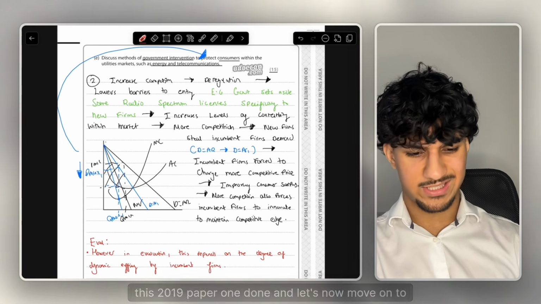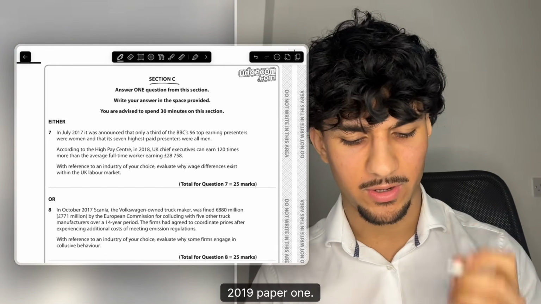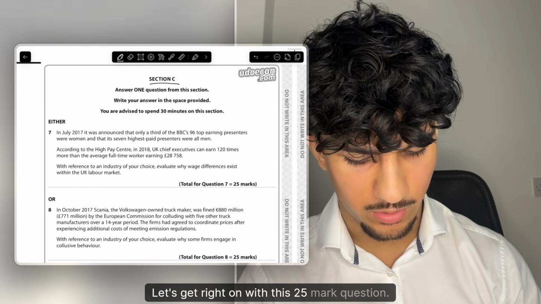And let's now move on to section C, the 25-mark question. Section C, 2019 paper 1. Let's get right on with this 25-mark question.